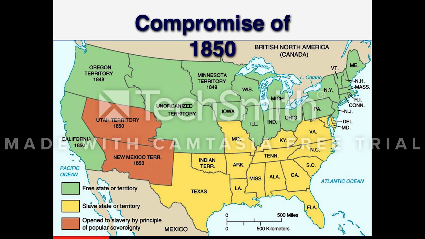So let's look here at the Compromise of 1850. Free state or territory is everything in green here on the map. Yellow is going to be a slave state or territory. And then orangey red will be open to slavery by principle of popular sovereignty. So Utah and New Mexico weren't really classified as slave states or not. Some people had slaves, some people didn't. Everything green, there was no slavery. Everything yellow, there were slaves.